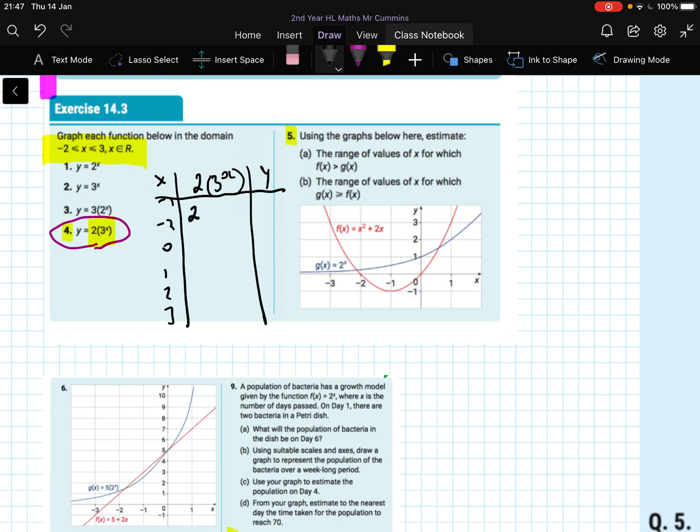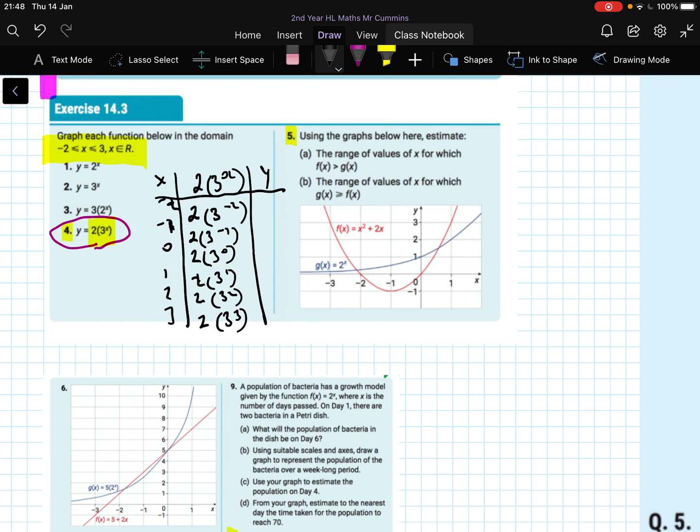So I'm going to write 2 multiplied by 3 to the power of minus 2. That should be a 2, and that should be a 1. 2 by 3 to the power of minus 1. 2 by 3 to the power of 0. 2 by 3 to the power of 1. 2 by 3 to the power of 2. And 2 by 3 to the power of 3. And you multiply them like that.